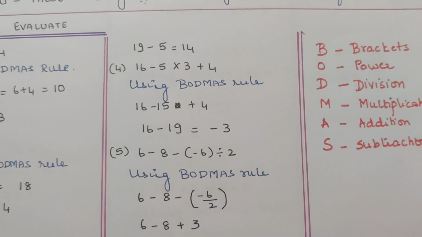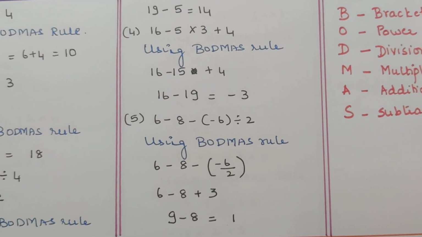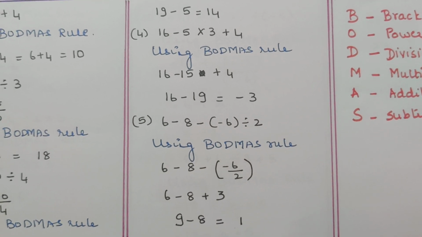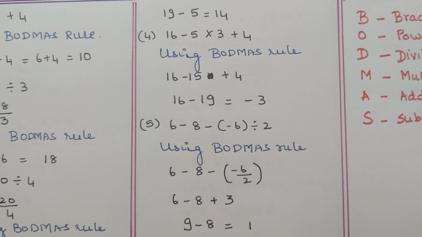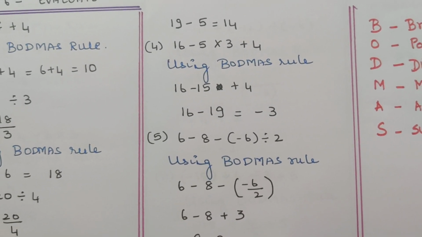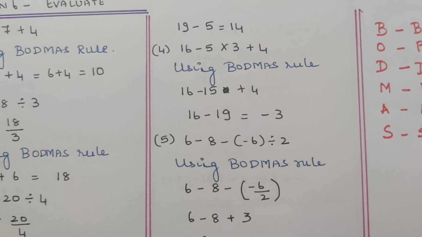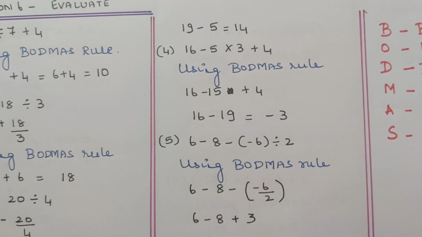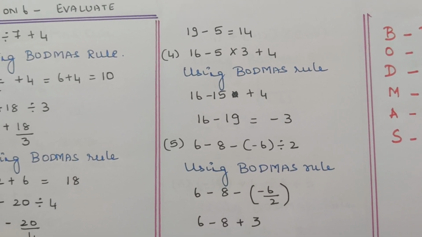Now let's move on to the fourth one. 16 minus 5 into 3 plus 4. So according to BODMAS, we see what is there. We don't see a division, but we have a multiplication. So that is 5 into 3. Therefore, we do use the BODMAS rule and we get the expression 16 minus 15 plus 4.